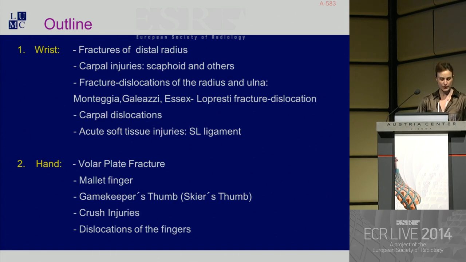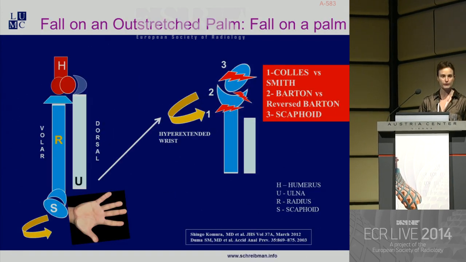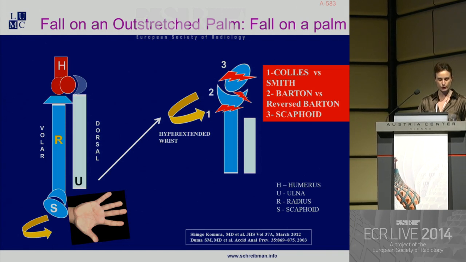After, we will move to the hand, and I will explain something about the volar plate fractures, the mallet finger, the skier's thumb, cross injuries, and also dislocations of the fingers. Fall on a palm is probably the most common mechanism of injury of many of the most common fractures and soft tissue injuries of the wrist and also of the forearm.